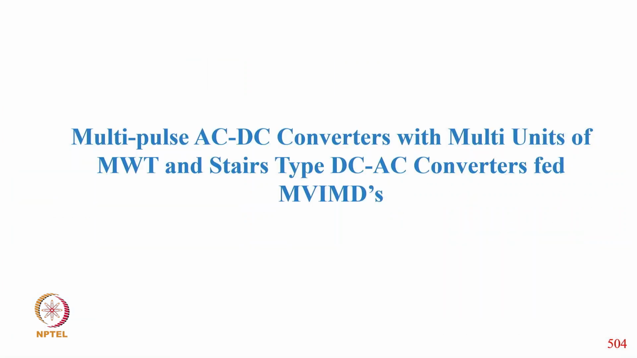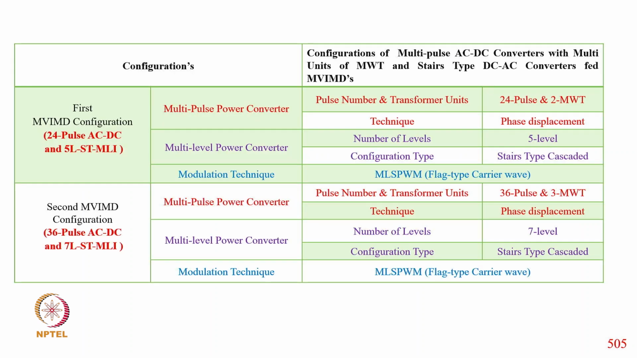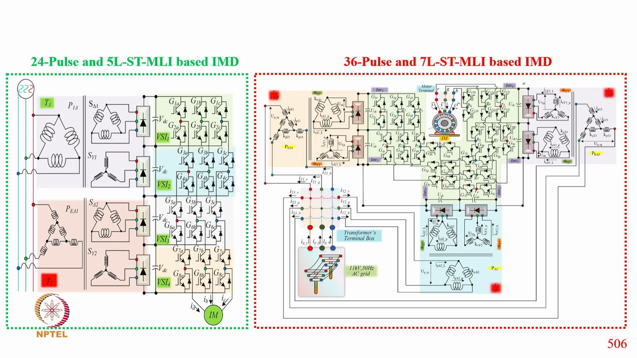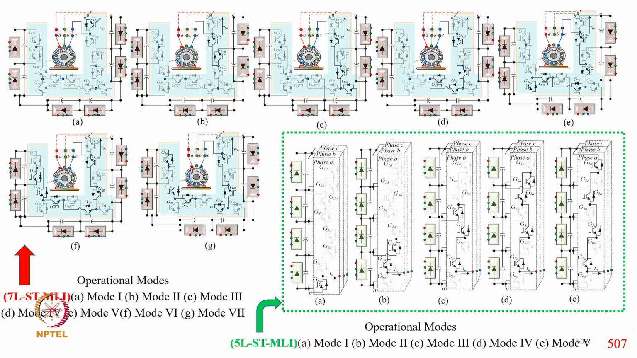And now coming to the multi-pulse AC/DC converter with multi units of multi-winding and cascade type DC/AC converter paired with a medium voltage induction motor drive. So this is the configuration for 24 pulse and 36 pulse converter, and then how the design of the transformer is there. This is the case of a 24 pulse 5 level multi-level inverter, and then a 36 pulse converter with a 7 level multi-level converter. These are typically the operation of the 7 level inverter, the different switching, and all the switching modes in the 5 level.